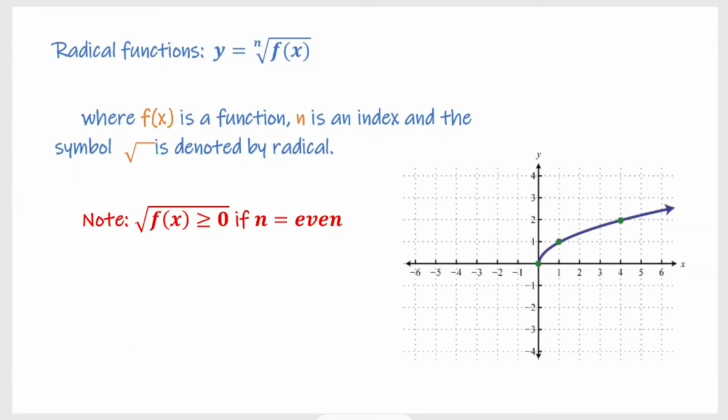Next, we have radical functions. For radicals, we have to make sure that the radicand is greater than or equal to 0 if our index is even, like square root, fourth root, to avoid getting imaginary numbers. If it is odd, like cube root, fifth root, then there is nothing to worry about because the function will always be defined.